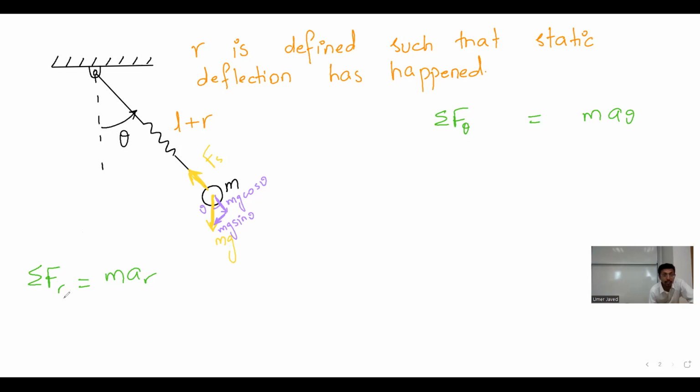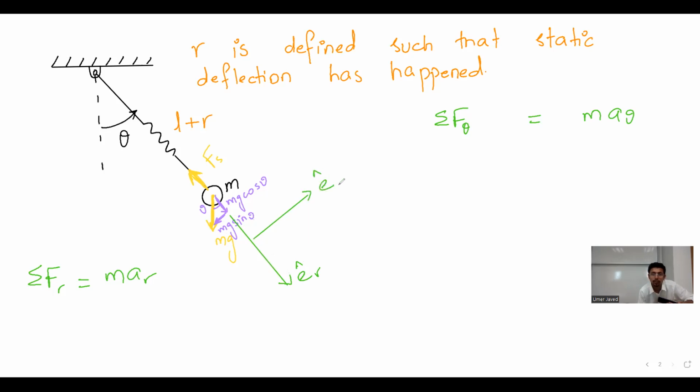Summation of forces in the radial direction. Now, we in this class have taken the radially outward as positive. So if the radial outward is positive, just to be clear, this is my e caret r, right? And what is my e caret theta? It will be right like this, right?